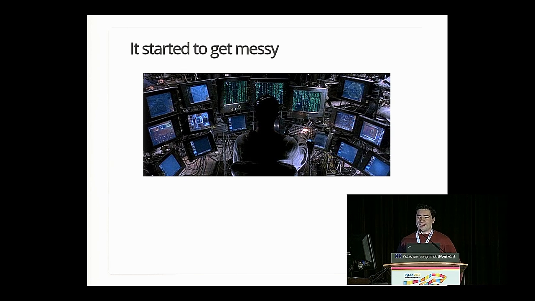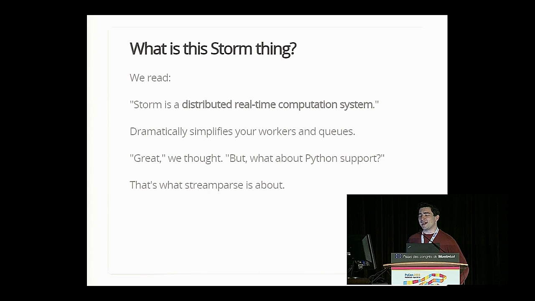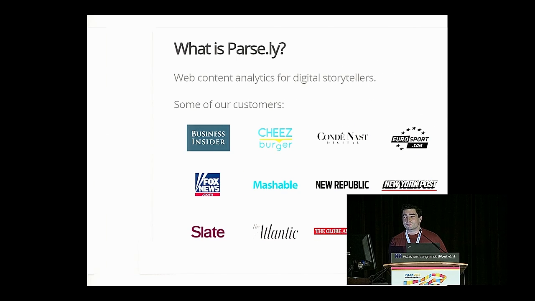And so one thing you might say, like Raymond Hettinger does, is there must be a better way, right? And I think there is a better way, and it comes with a piece of infrastructure called Apache Storm. So when we first discovered Storm, we read that Storm was a distributed real-time computation system, and it basically simplifies worker and queue systems. And we thought that was great, but we wondered, what about Python support? Because Storm is actually written in Java and a mixture of Clojure as well. Well, that's actually exactly what streamparse is about. So that's what you'll learn about today.